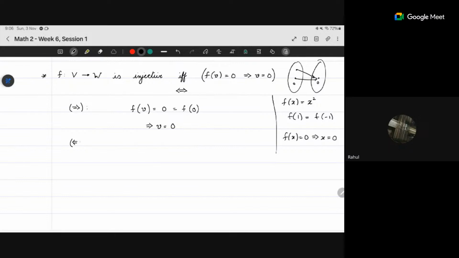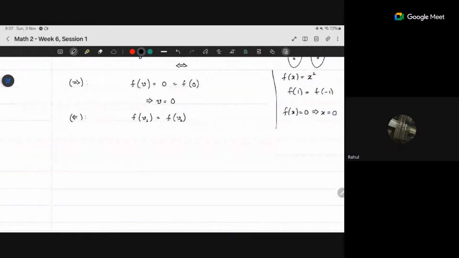For the other part, which is the non-trivial part, if 0 has only one pre-image, then I have to show that f is injective. So I start out with a general statement: f of v1 is equal to f of v2.